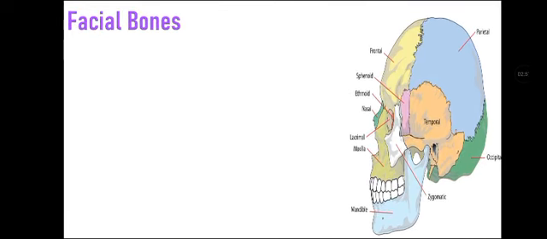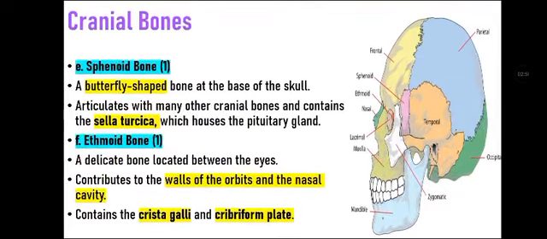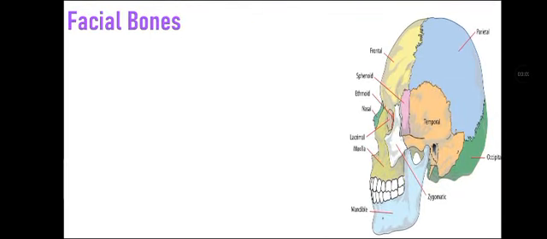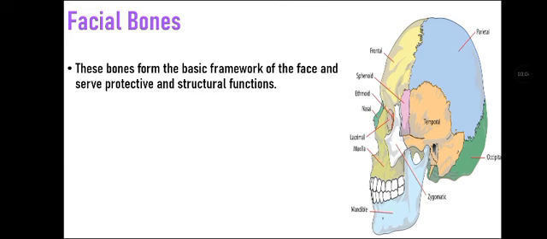Next, we will talk about facial bones. As we said earlier, the skull bones are divided into two categories: the cranial bones and the facial bones. We have talked about the cranial bones, and now we will talk about facial bones. These bones form the basic framework of the face and serve protective and structural functions.